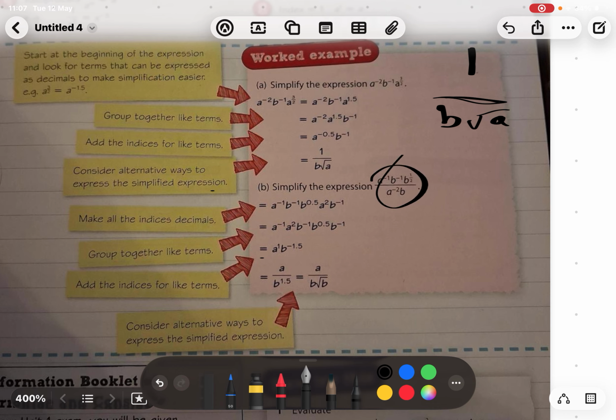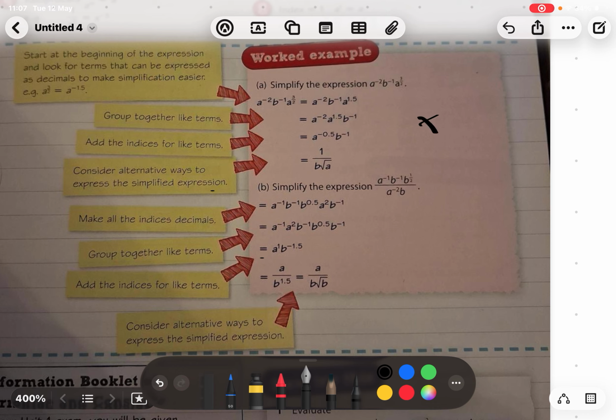Simplify the expression. Now this looks much scarier. I'm just going to go straight ahead and start using this, because I just have to understand it already. So, make all the indices decimals. That's what it is. So over here, this would be 0.5. And over here they have minus b, even though the b here doesn't. They did minus 1 because I think that is what it is.